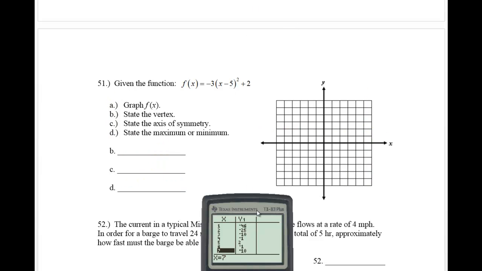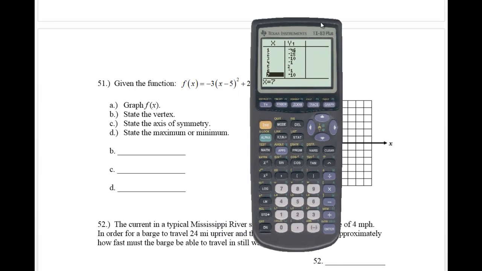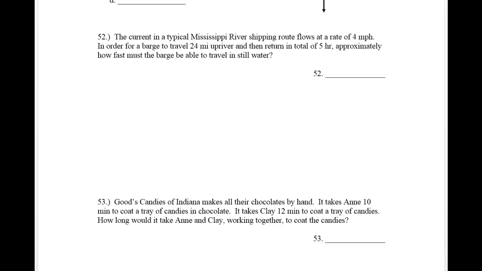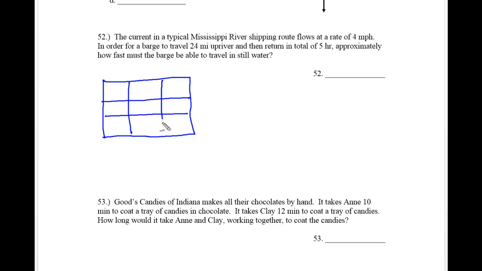All right, let's go take a look. Let me push this away here. Pow. All right, let's go take a look at a distance equals rate times time problem. So this next problem here, we have the current in a typical Mississippi River shipping route flows at a rate of 4. Hey, wait a second. This story problem looks like a dirt problem. And dirt problems are set up on a 3x3 little grid. And the 3x3 grid, the first row of it is always going to be the same. The first row is going to be distance equals rate times time.